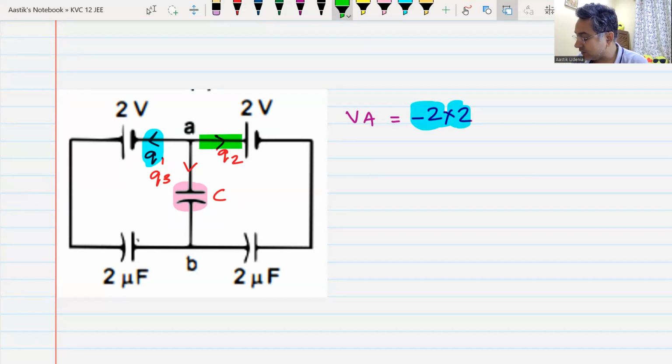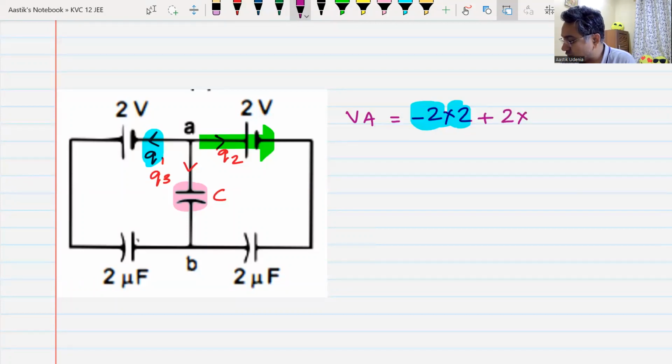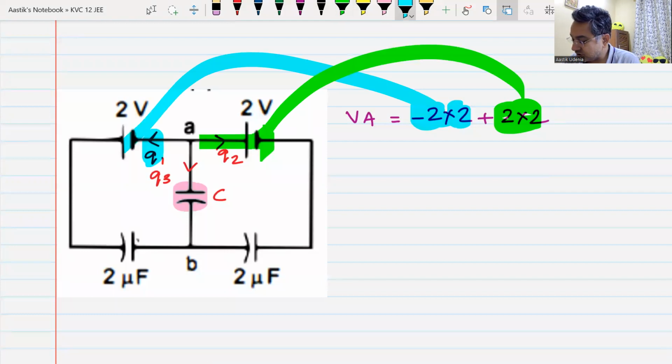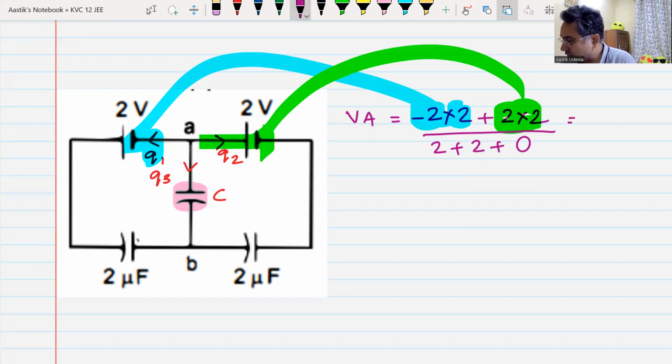Then I go on this path, the green path. And on the green path, the positive terminal comes first. So this becomes plus 2 into 2. This comes from the green path. Now, I don't have to divide it, but if you want to divide it, you can divide it by 2 plus 2 plus C. But whatever happens, the answer is going to turn out to be 0.